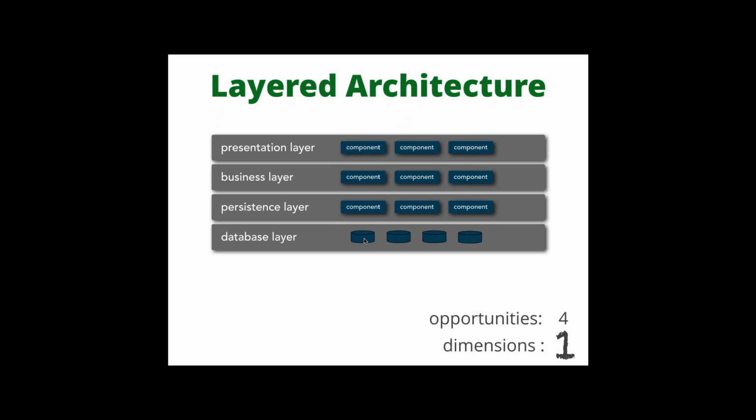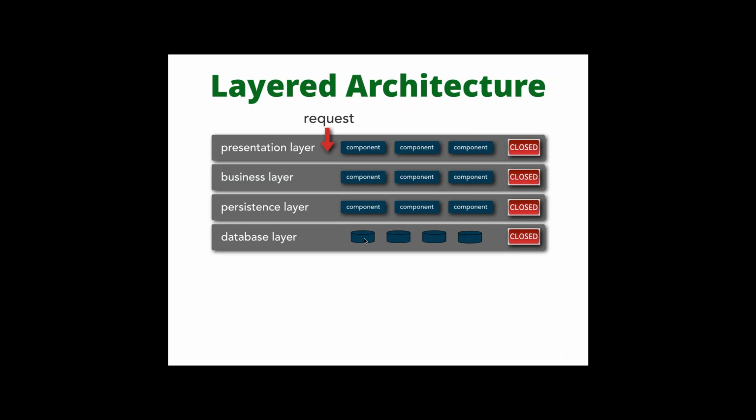Now, one of the characteristics of the layered architecture is that you want these layers to be closed. And what a closed layer means is that each request has to go through each layer before it reaches the next, and can't skip any of the layers, in other words.